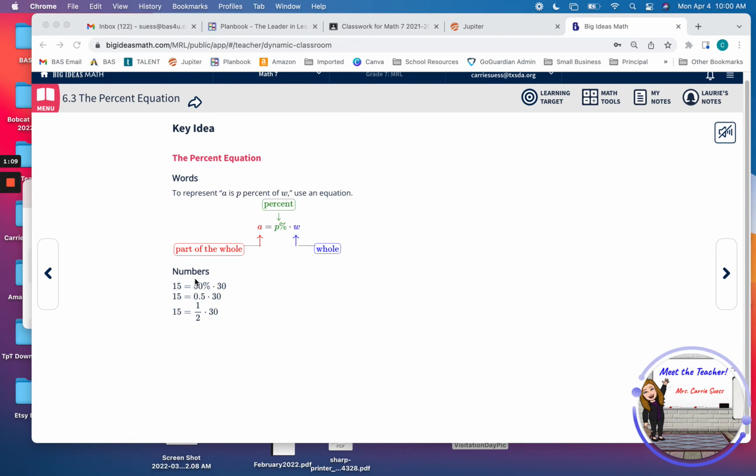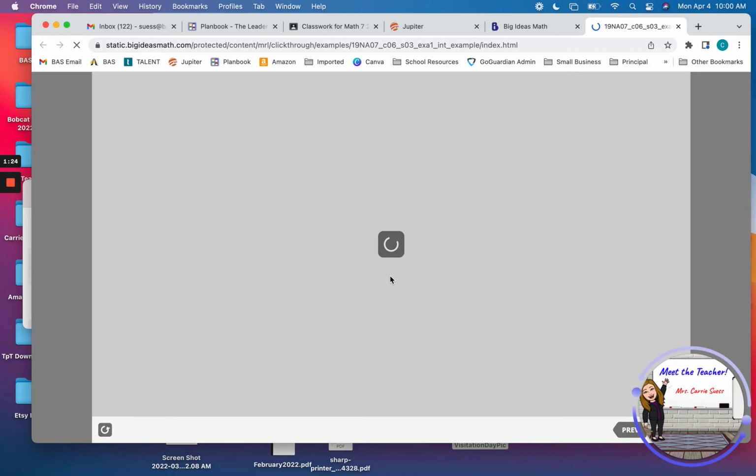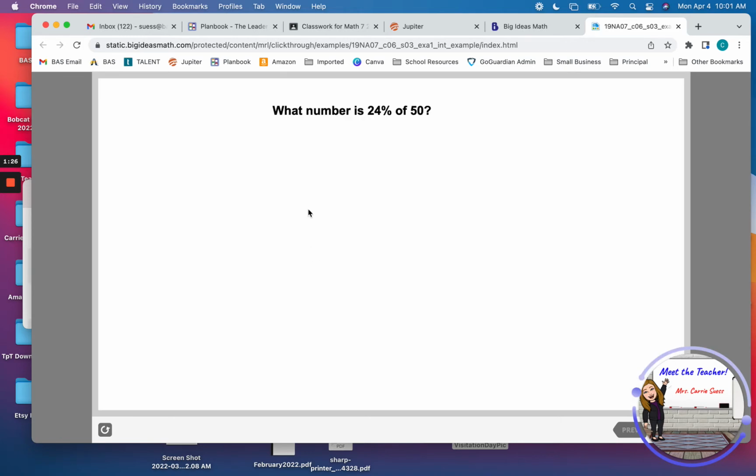Now, I can make that 50% into a decimal or a fraction. You see that as well, right? Good. All right, so let's go do an example. Make sure you put this in your journals. And your first step is always going to be to write the equation.